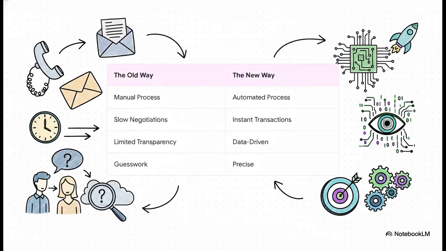Yeah, just look at the difference here. The old way was all about that slow, manual grind. Phone calls, emails, negotiations that dragged on forever. There wasn't much transparency, and honestly, a lot of it was just guesswork. Now, the new way, it's the complete opposite. It's all automated. Transactions happen instantly, they're driven by data, and they allow for incredibly precise targeting. It's a whole different world.